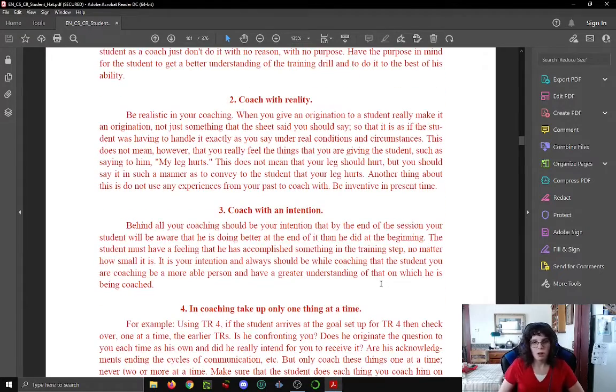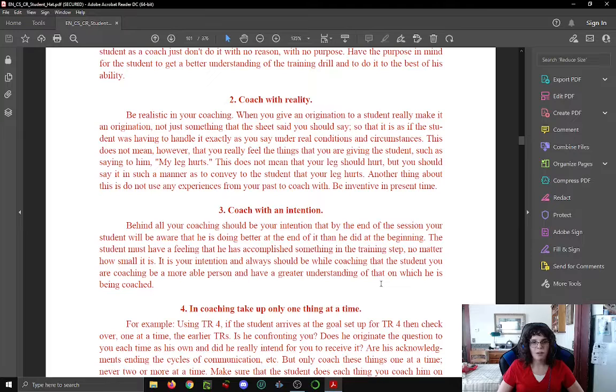2. Coach with reality. Be realistic in your coaching. When you give an origination to a student, really make it an origination, not just something that the sheet said you should say, so that it is as if the student was having to handle it exactly as you say under real conditions and circumstances.